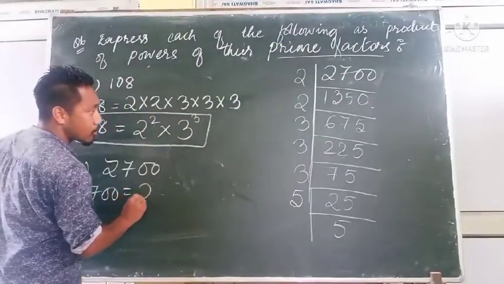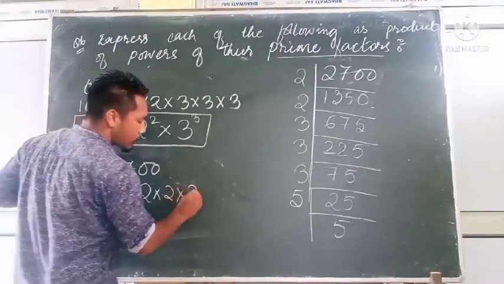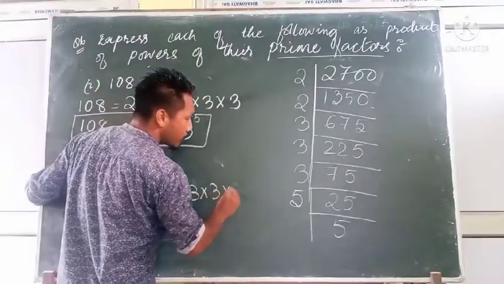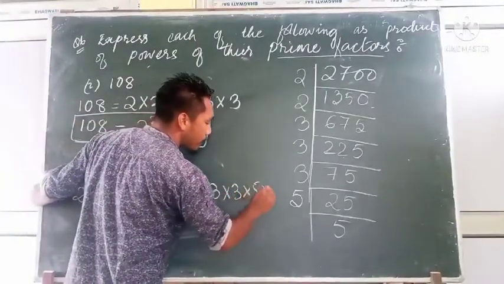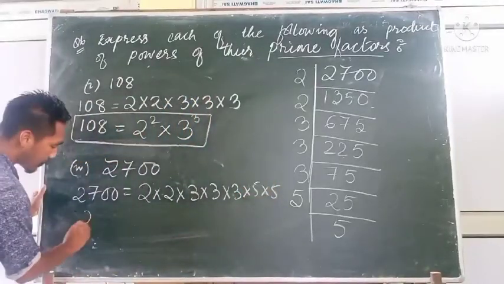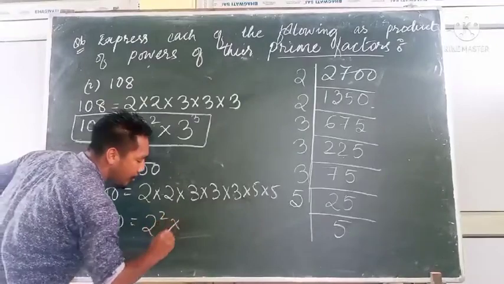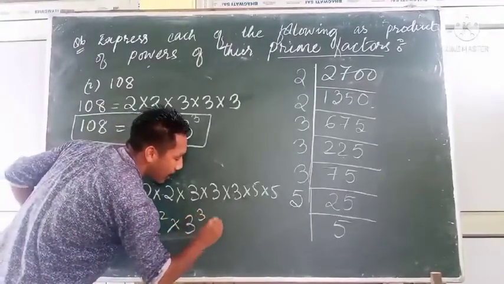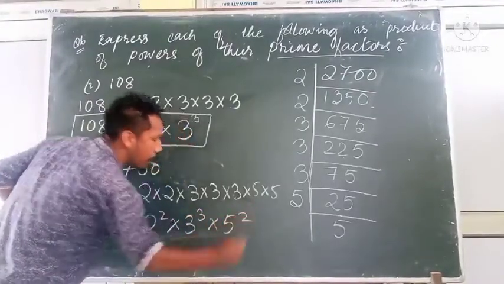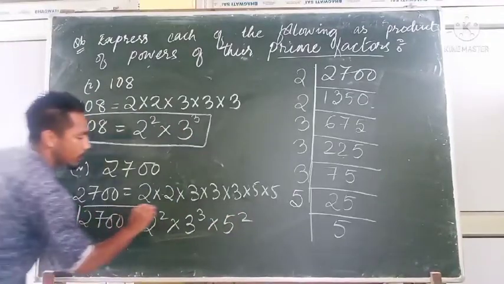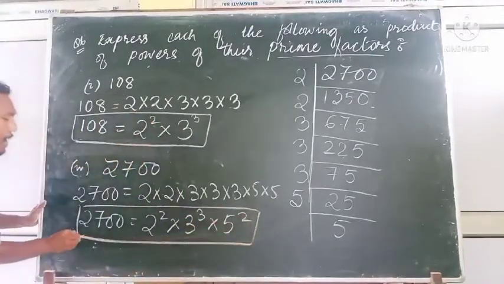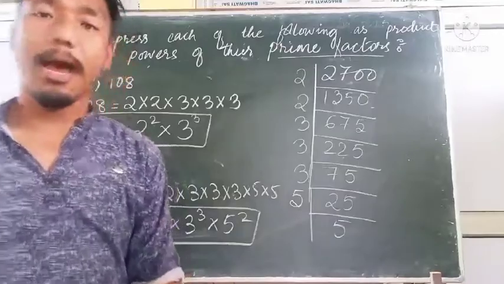So 2700 can be written as 2 into 2 into 3 into 3 into 3 into 5 into 5. How many 2s do we have? We have two 2s, three 3s, and two 5s. That means the power of 2 will be 2. So this is your answer.